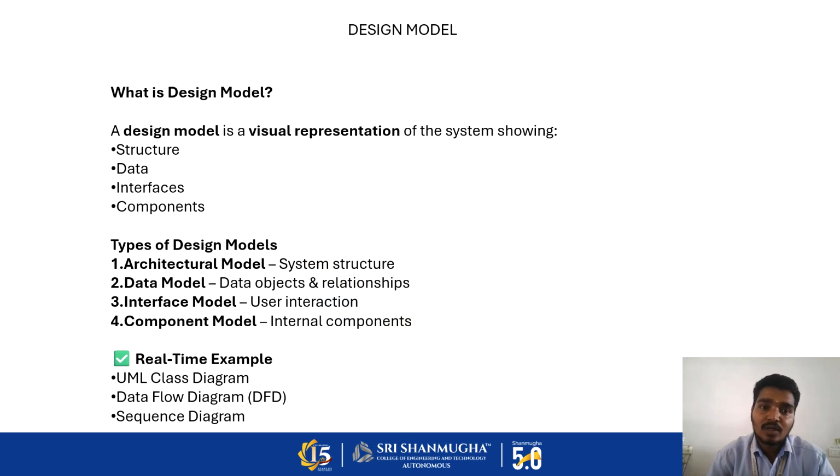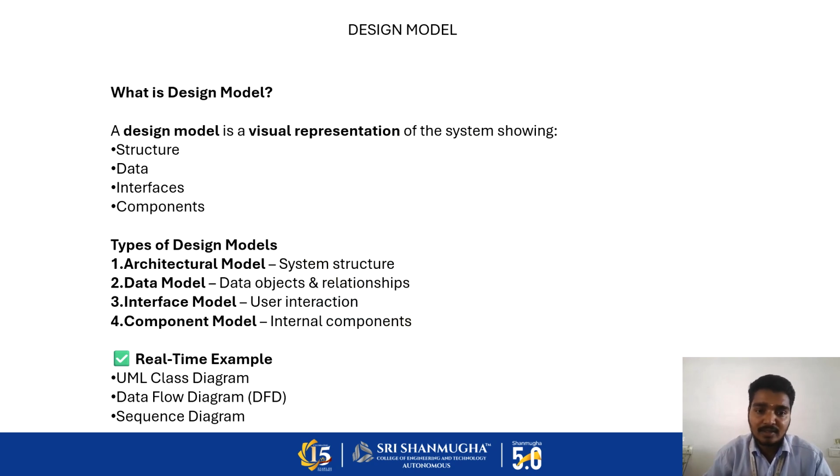So next is the design model. What is a model? When we create a design, it is implemented by structure, data, or interface components. So we call it a model. Types of design models. First is the architecture model. It defines the system structure and data model, covering data objects and relationships. And the interface model covers the user interface and how the user sees the software.